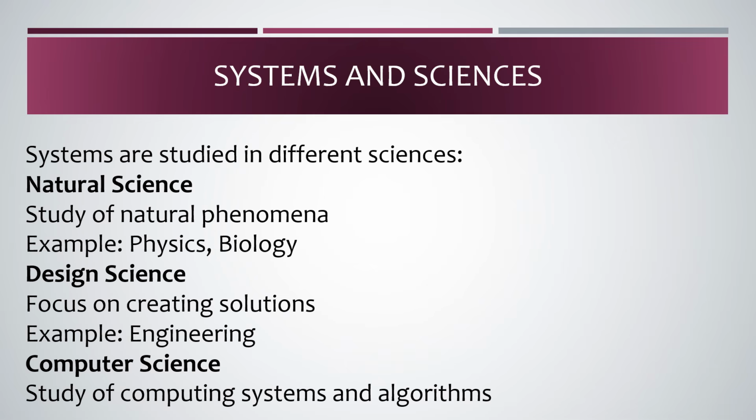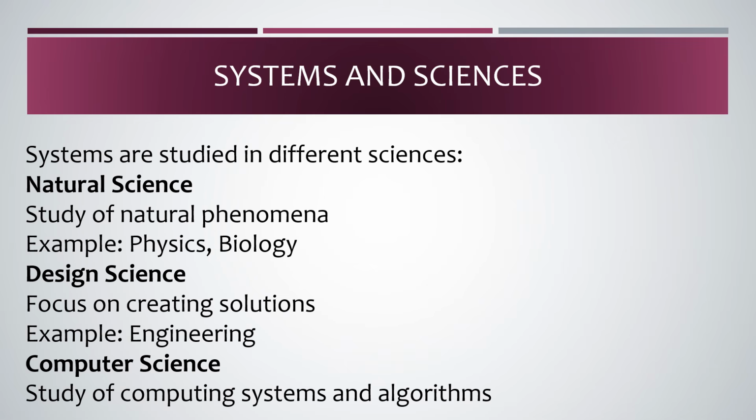Now let's see systems and their relation with the sciences. Systems are studied in different sciences, such as natural science. Natural science is the study of natural phenomena. For example, we have subjects like physics and biology. And another one, design sciences. Design sciences focus on creating solutions. A very good example of that is engineering. The engineering field is totally a part of design science.